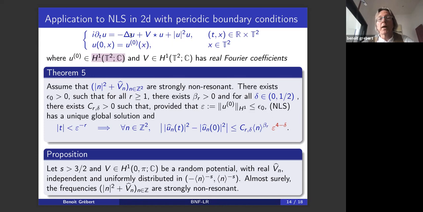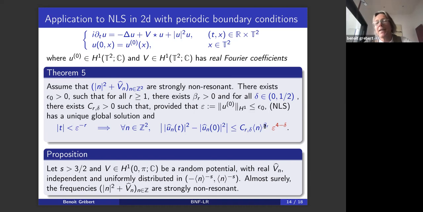And if we assume that the frequencies, so the eigenvalues of this operator, are strongly non-resonant, we have the consequences of Theorem 1. The frequencies of this operator are just n squared plus the Fourier coefficient of V, so it's quite easy to describe. If this sequence is non-resonant, then we have the standard conclusion: when the initial condition is sufficiently small in H1, then for T smaller than epsilon to the minus R, you have a control of |u_n|^2 minus |u_n(0)|^2, that is, |u_n(t)|^2 minus |u_n(0)|^2.